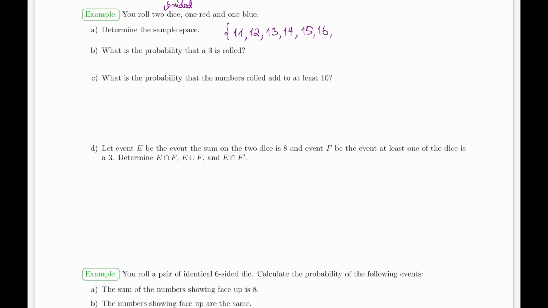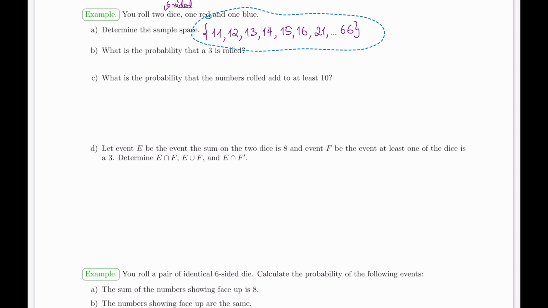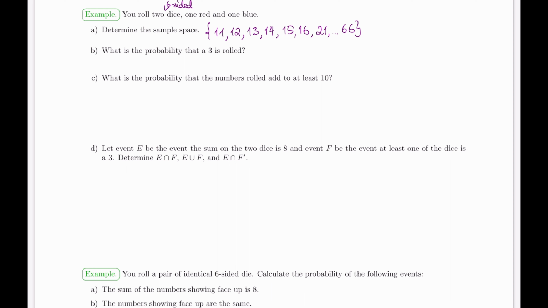Then I'm going to list all the possibilities that start with 2 on the red die and go through all of the options for the blue, and so on. This may take a while. The last option will be 6 on both dice. If you write them out all carefully, you will notice that there's altogether 36 possibilities.